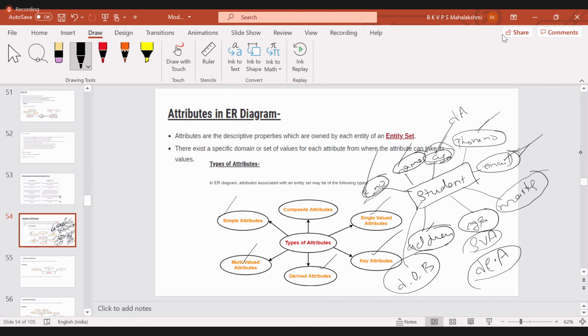Coming to the composite attribute, I can say name is a composite attribute and address is also a composite attribute. Composite means a collection of many. Suppose you have applied for a scholarship. Has anybody applied for a scholarship? In inter, ma'am.